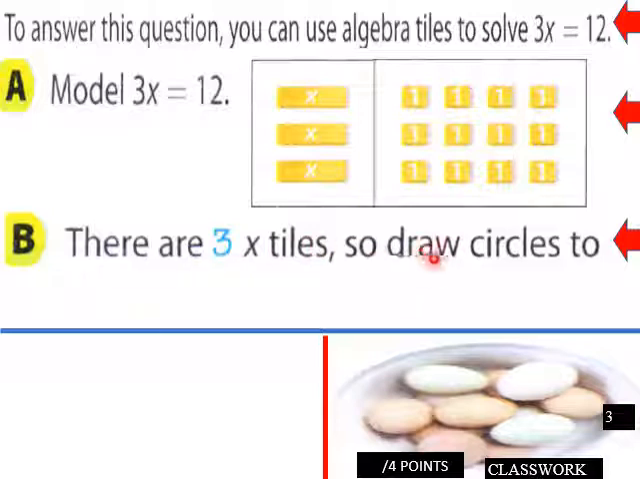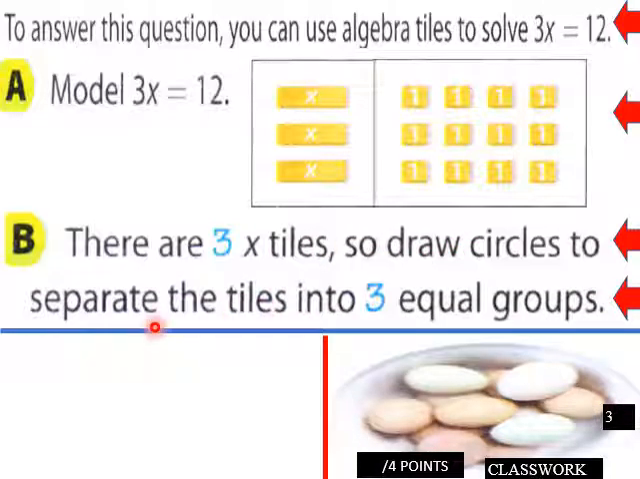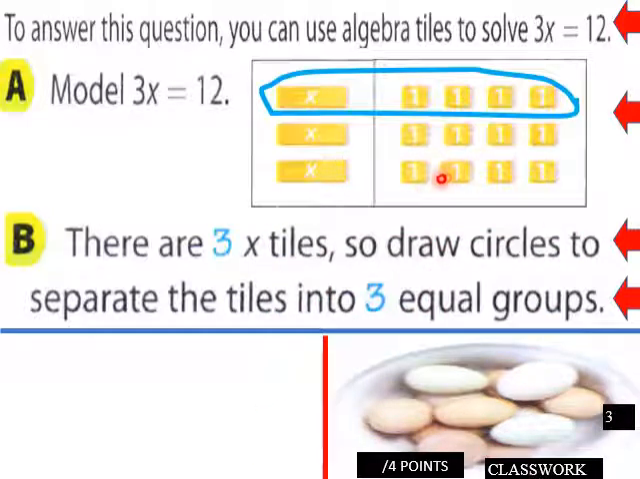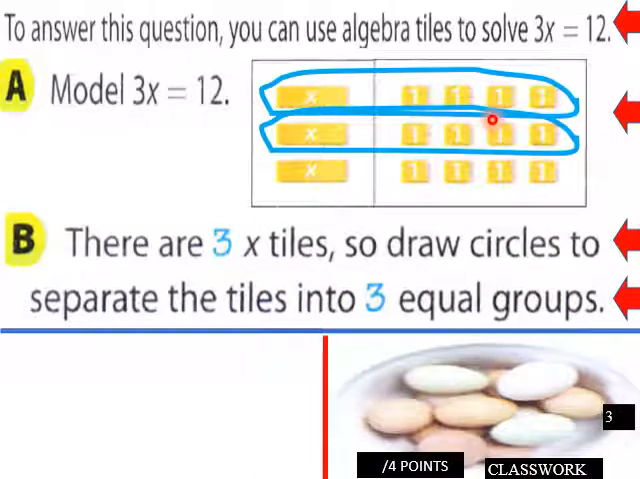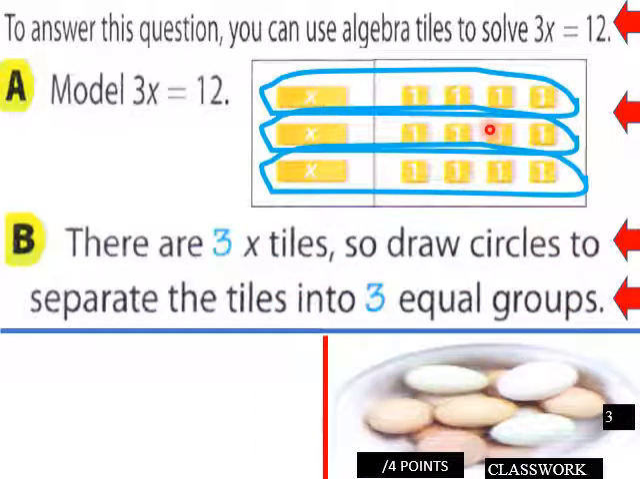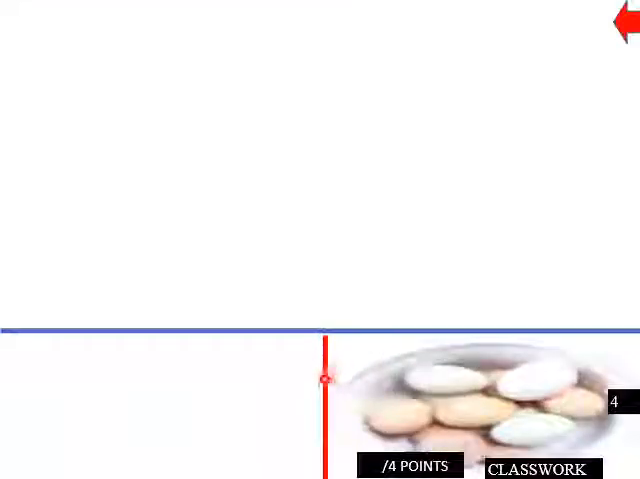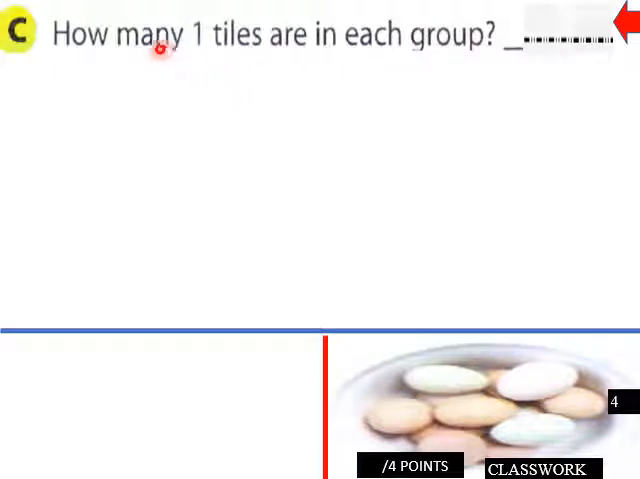Draw circles to separate the tiles into 3 equal groups. So we're going to divide this over here into 3 equal groups. Here's one group, here's another group, and then here's our third group of tiles. So how many 1 tiles are in each group? Remember that?